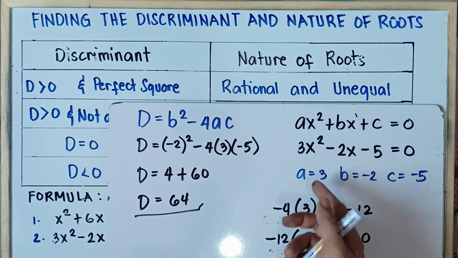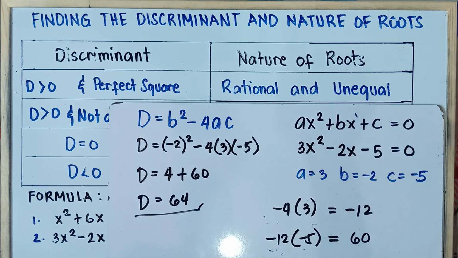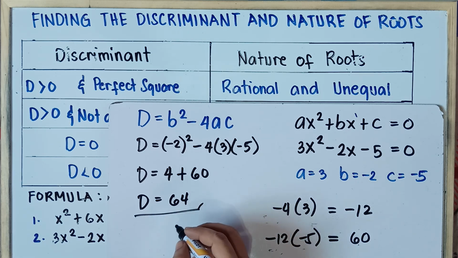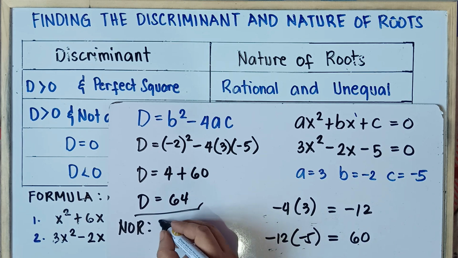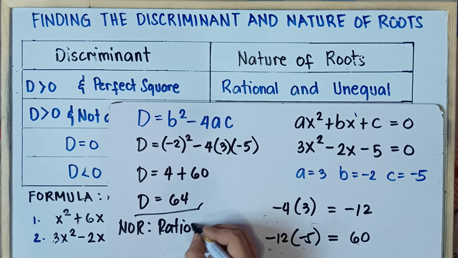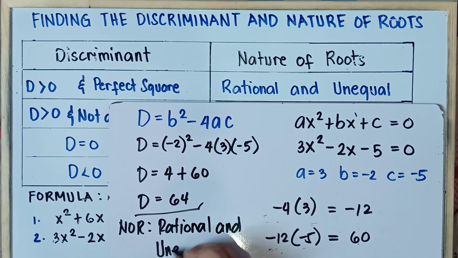Simple as that, class. This will be your answer, class, for number 2, the nature of roots. Let me just write it here. Nature of roots, I will just put NOR, class. We don't have enough space. Nature of roots, that would be rational and unequal. Simple as that, class. You're done with example number 2.